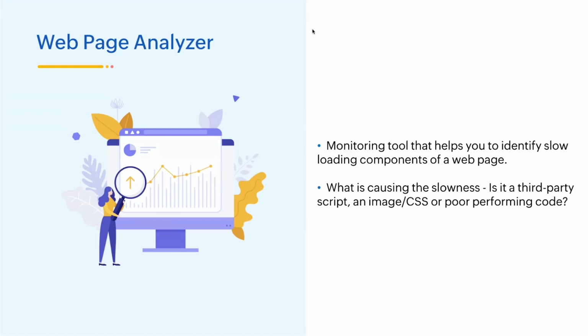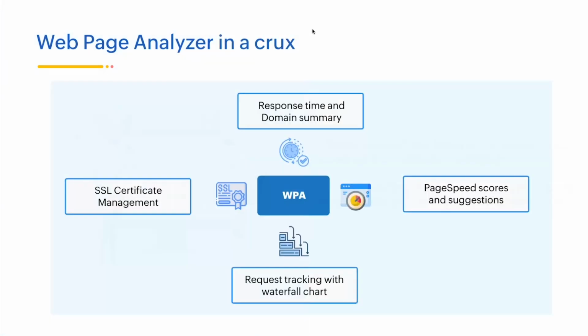PageSpeed Insight is an online tool which will help you identify performance best practices on any given website. It will also provide suggestions on page optimizations, and help you understand how you can make your website perform faster. So if we have to talk about Web Page Analyzer in a crux, it provides insight into various key metrics that will help you effectively manage your web pages.